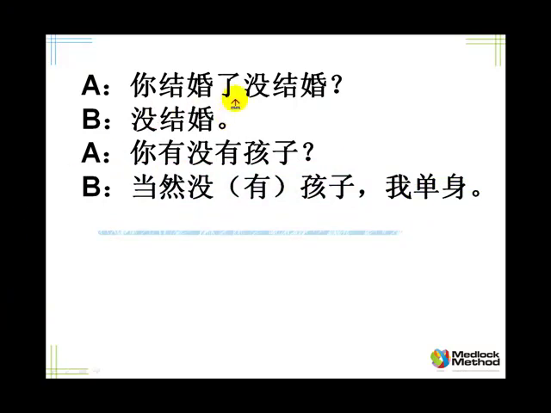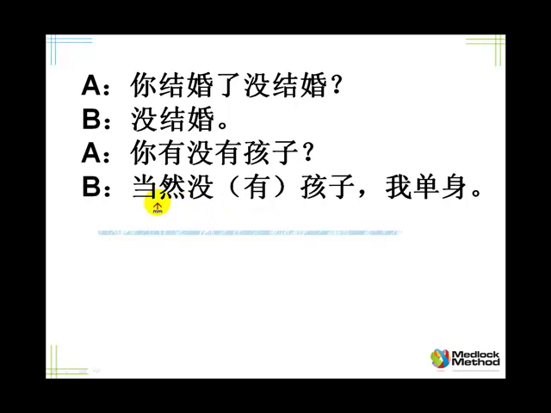Okay, 你结婚了没结婚? 结婚了. And the negative form is 没结婚. So positive, negative. When you have an action in the past, it's 了没. So 了 already, 没 haven't. And the answer, 没结婚. 你有没有孩子? Have, not have. And the answer will be, positive 有, and negative 没有.